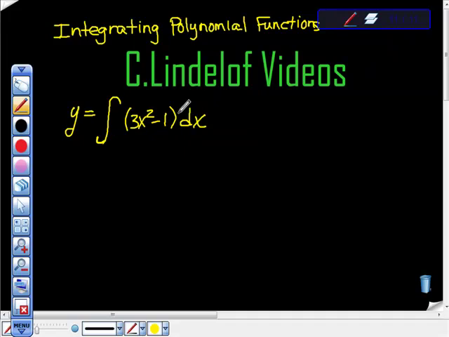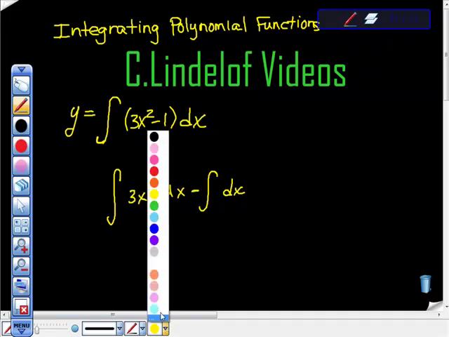And what I want to remind you is that we can separate this thing using the sum and difference rule from differentiation. We can do that the other way also. So another way to write this would be the indefinite integral of 3x squared dx minus, this minus sign is this one, because I'm going to factor out that negative 1 right there, of dx. So it looks kind of weird, and I kind of get that.